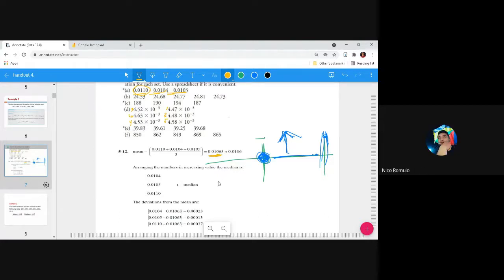So if you have this mean, you also calculate the deviation from the mean. You get the value 0.01, then minus your mean. The answer to that subtraction is your deviation from the mean. Now, if it is very large, then your data is questionable. And if it is small, then it means that your data is precise with each other.